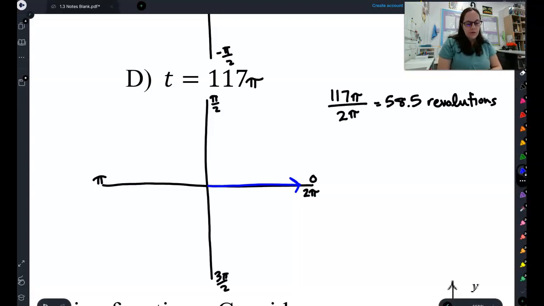Now you don't need to draw 58 times around, but I'm just going to go like this a few times. And then I want to end on half of a revolution. So half of a revolution ends me right there at pi. And that would be graphing 117 pi.